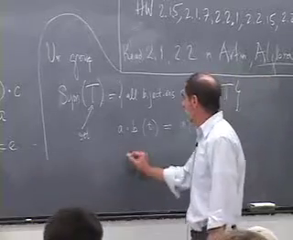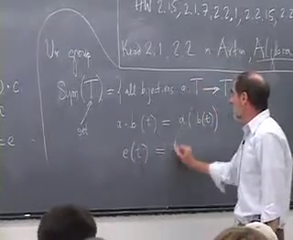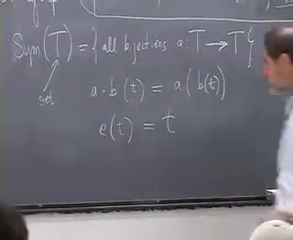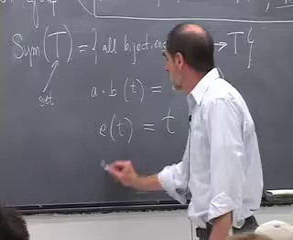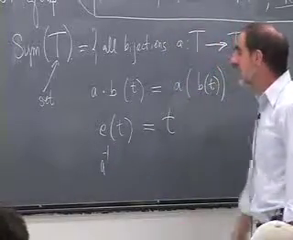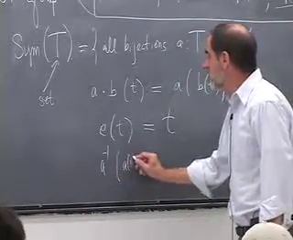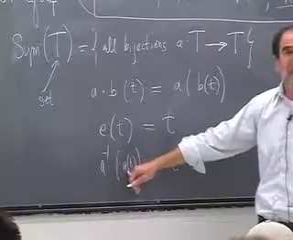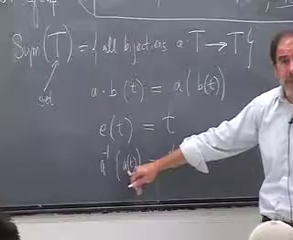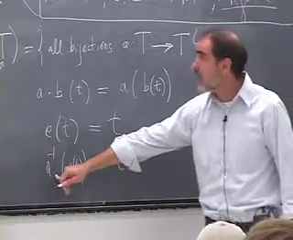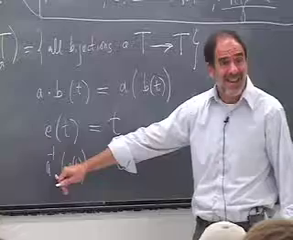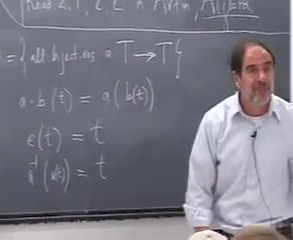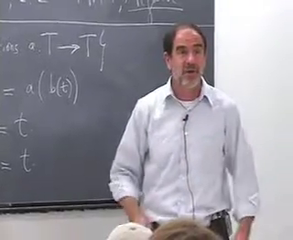The identity element is just the bijection that takes every element in the set to itself. And the inverse element, A inverse, is defined as the element that takes the element A of T back to the element T. And since every element in the set can be written as A of T, uniquely, because A was a bijection, this defines a bijection of the set T, and it clearly has the property that when you compose it with A, you get E. You have to check in the opposite direction, but it also works.